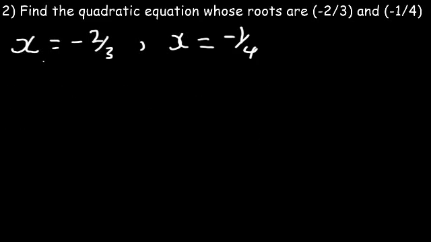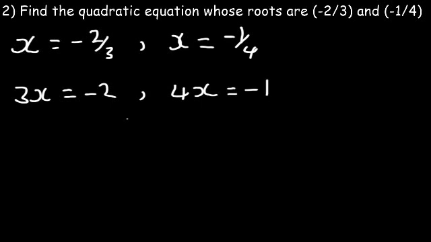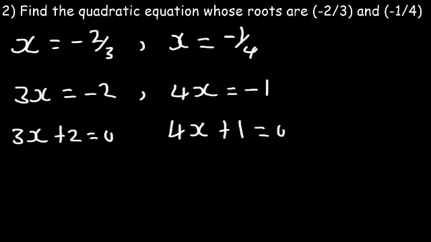Perfect. Now, for the first one, then I should have 3x to be equals to minus 2. You know, I said it right from the beginning of this video. We are just trying to reverse the process. Okay, and for the second, it should be 4x to be equals to minus 1. Now, at this point, I would like to bring negative 2 to this side and negative 1 respectively. Then, what should I have? I should have 3x plus 2 to be equals to 0. Then 4x plus 1 to be equals to 0.